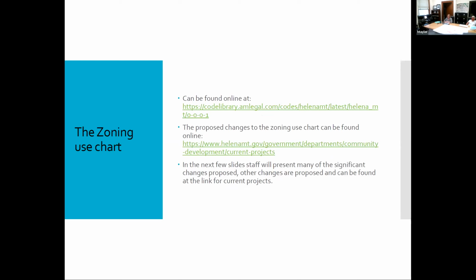So we will also be discussing this evening the zoning use chart. The zoning use chart can be found online. The easiest way to get there is to go to the City of Helena webpage, helenamt.gov, and then just click on the link for the city code, which is immediately in the taskbar on the page. The website is also found here on the PowerPoint presentation. The proposed changes to the zoning use chart can be found online as well, also at the helenamt.gov page, the community development current projects page.